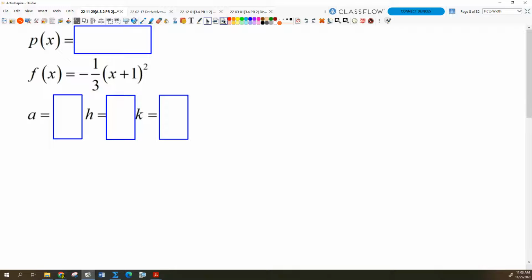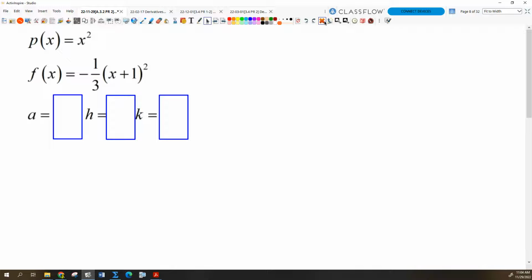Okay, but take a look at that one for a second. That's our next challenge. Okay, Arson, what do you think? What's the parent function this time? If I just eliminate all those numbers, what would we start with? What's the vanilla function we're starting with? x squared, good. Okay, so we're starting with an x squared and we're doing some stuff to it.